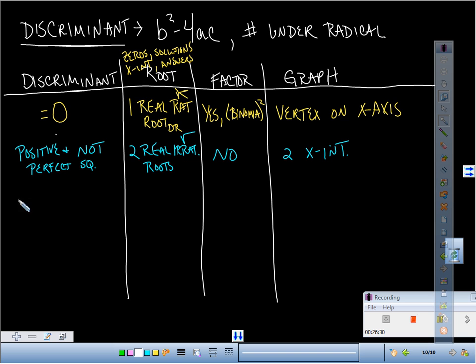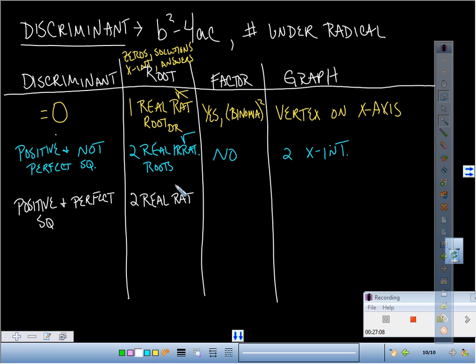Now, what about this? What if it's positive and a perfect square? Well, that's just great. How many roots? Two. Real or imaginary? Real. Rational or irrational? Rational. Why? It's a perfect square. There'll be no radical, people. You can take its square root. So, two real, rational roots.